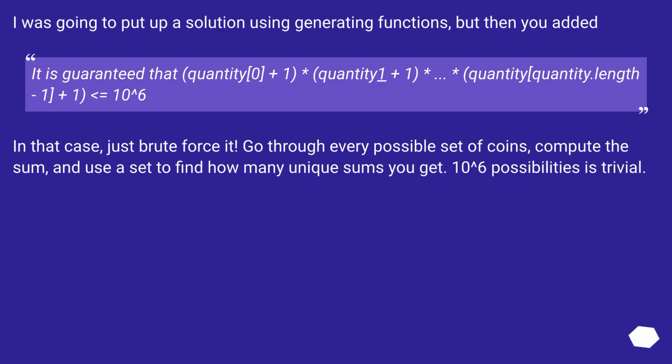I was going to put up a solution using generating functions, but then you added that it is guaranteed that (quantity[0] + 1) * (quantity[1] + 1) * ... * (quantity.length - 1 + 1) is at most 10 to the power of 6. In that case, just brute force it. Go through every possible set of coins, compute the sum, and use a set to find how many unique sums you get. 10 to the power of 6 possibilities is trivial.